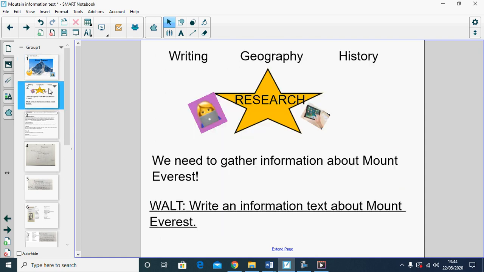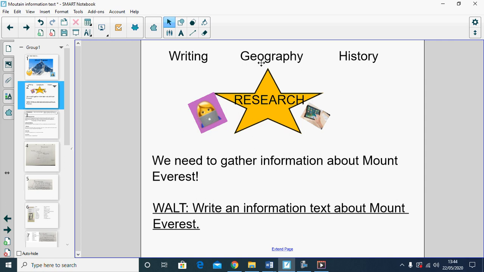So, our writing task this week is going to be slightly different to what we normally do because you're going to be using your geography skills and you're also going to be using your history skills. Because what we'd like you to do is research about Mount Everest, and then write what you found in the form of an information text. Okay, so you will be researching about the geography, where it is, and you will also be researching about the history, about the people that have climbed it. Okay, so that's why it's involving all of those skills.